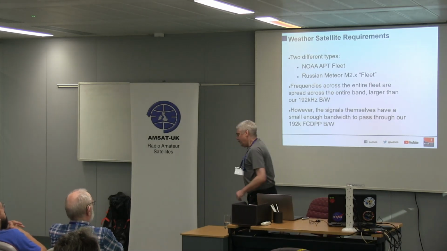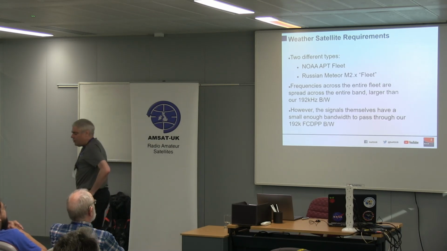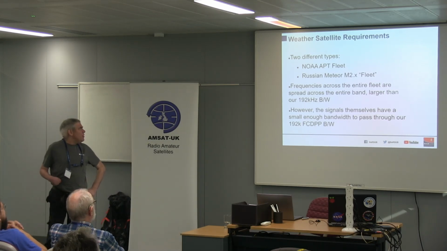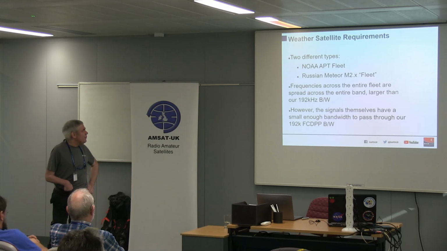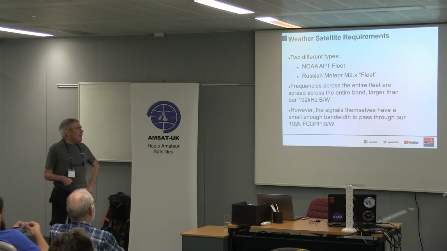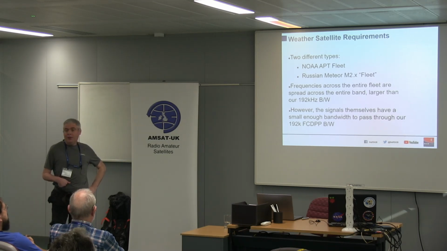Now, we are explicitly talking about the weather satellites on 137 megahertz-ish. I'm not going to deal with the stuff up at L-band that needs a steerable dish. So there are two main types: the NOAA APT fleet, which has been going for donkey's years, and the Russian Meteor M2.X fleet. I think they're up to 2.3 now. They've had a couple of incidents with a couple of them in different ways. One failed on launch, one went rather loopy on orbit.